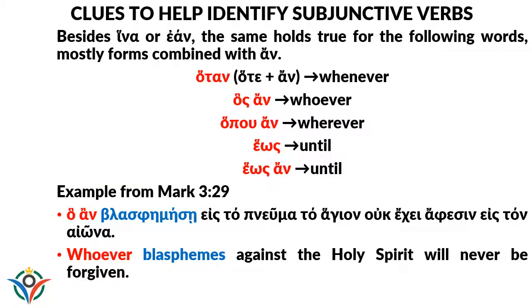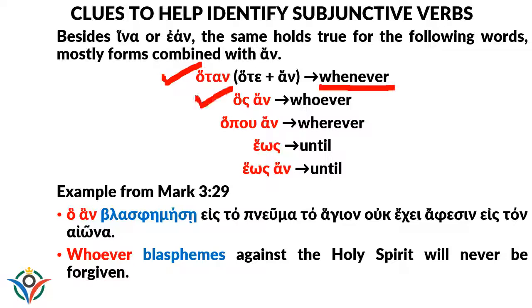So now that you know the clues hina and ean, there are also other words, mostly formed by a combination with the particle an, that also serve as clues for helping us to identify verbs in the subjunctive mood. So those are words like hotan, which is a combination of hote plus an, which we translate as whenever.